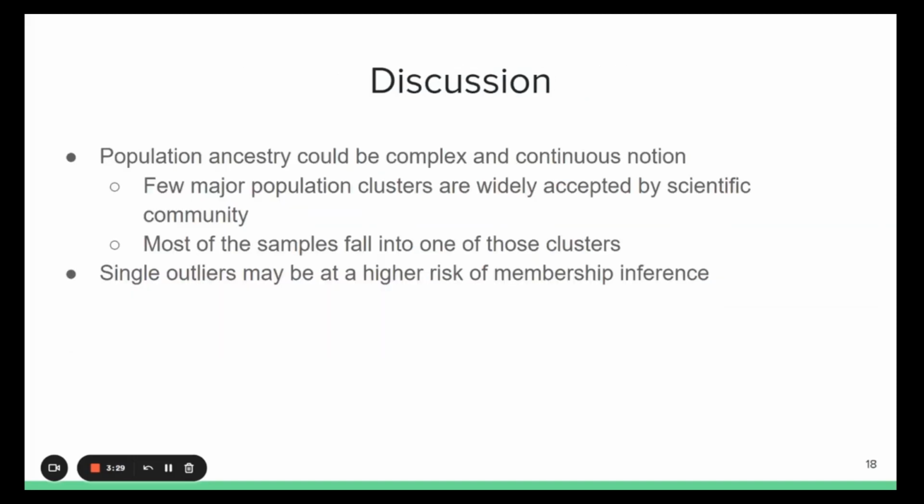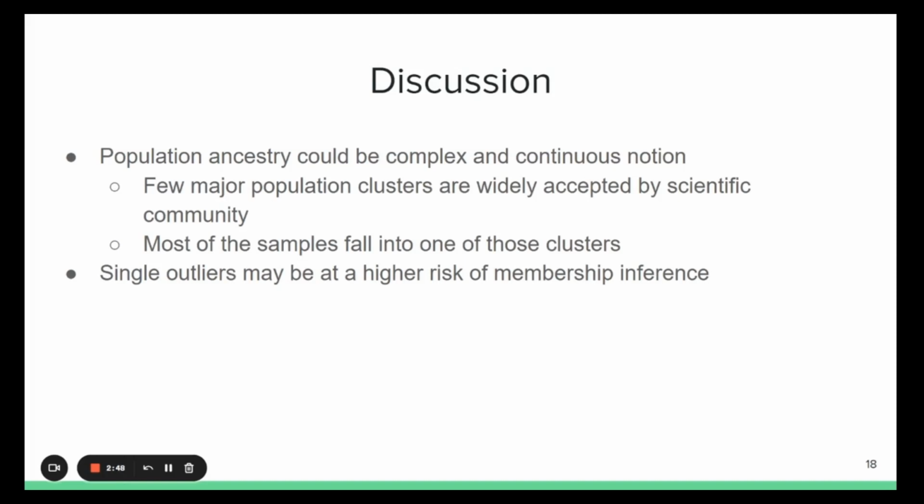While population ancestry is often viewed as a discrete notion, it can also be a complex and continuous concept depending on the context. For example, certain individuals may have mixed ancestries, which makes it even harder to accurately classify them into a specific population cluster. This is an issue inherent to PCA and cannot be addressed by our framework as well. Nevertheless, there are a few major population clusters which are widely accepted by the scientific community, and we also notice that most of the samples fall into one of these clusters, and we classify the samples that lie between the clusters into the closest one.